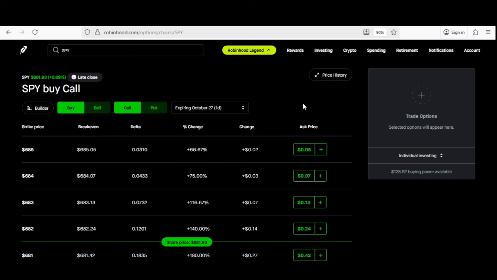Now, for this option strategy, we're going to be capitalizing on the upward movement of the market. The market is at all-time highs, and SPY has hit another all-time high, and the price is around 682. So we're going to be implementing a bullish option strategy because we do not want to bet against the market.